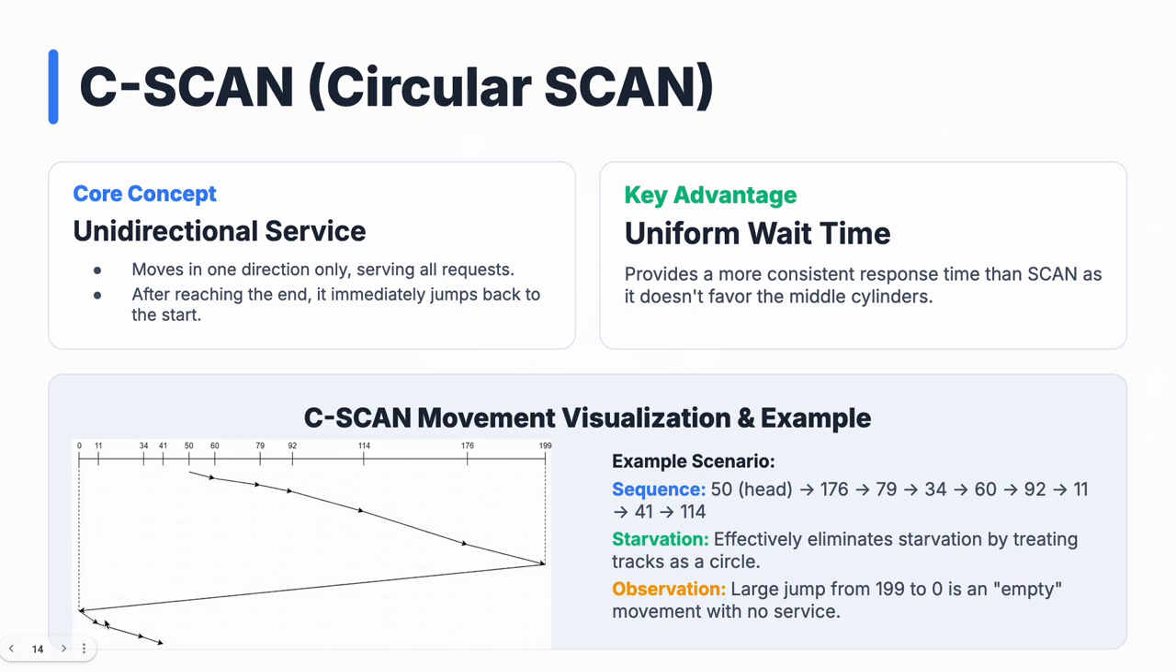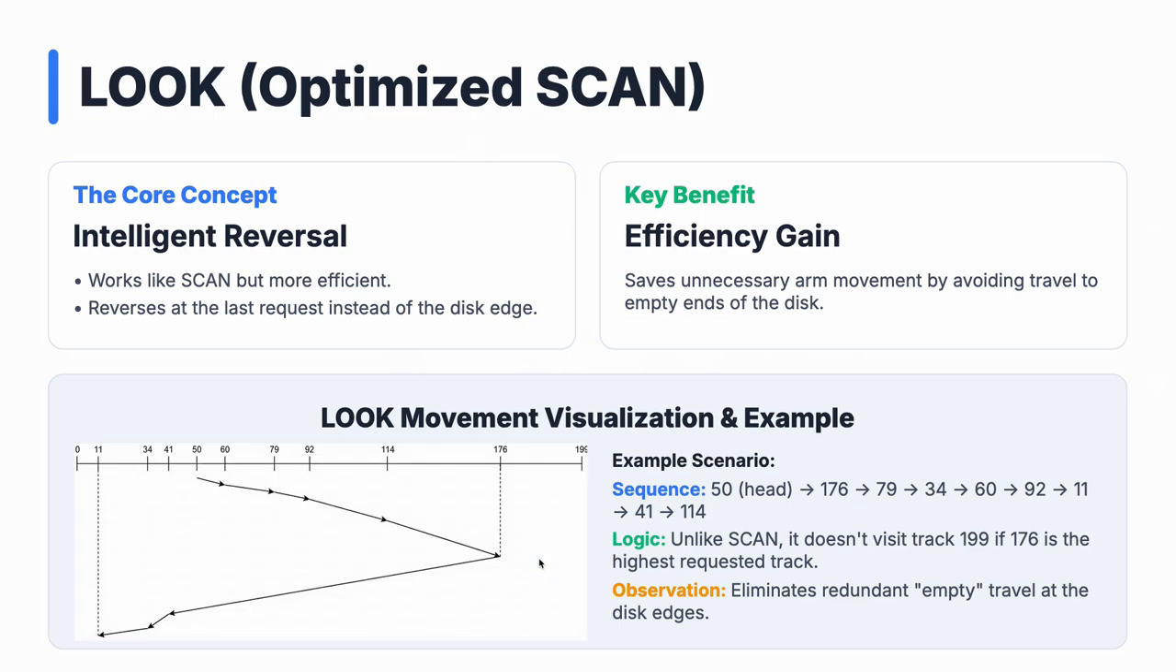We can optimize it further, and what we can do is look ahead and just move towards the farthest head position where we want to go if there are no requests towards the end. So the next algorithm is LOOK. It is an optimization over the SCAN algorithm. It has intelligent reversal. It reverses at the last request instead of the disk end.